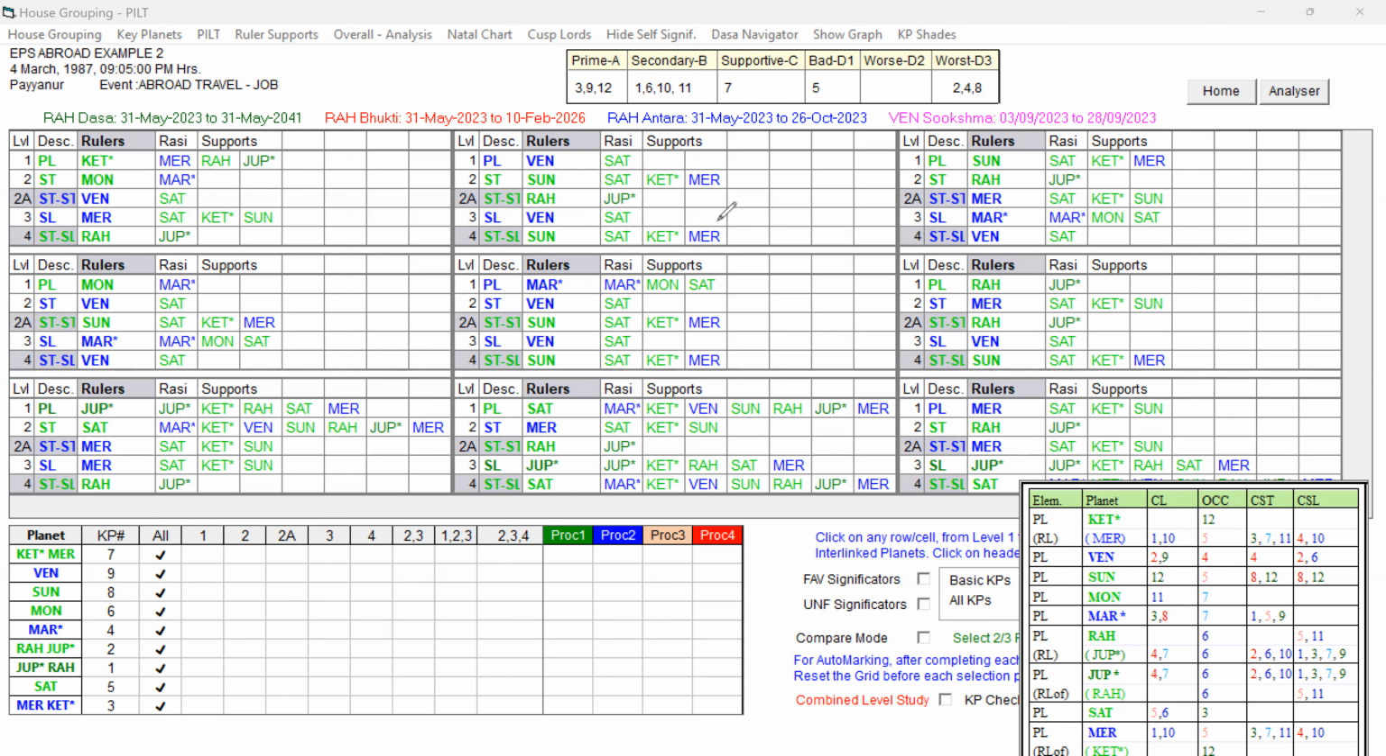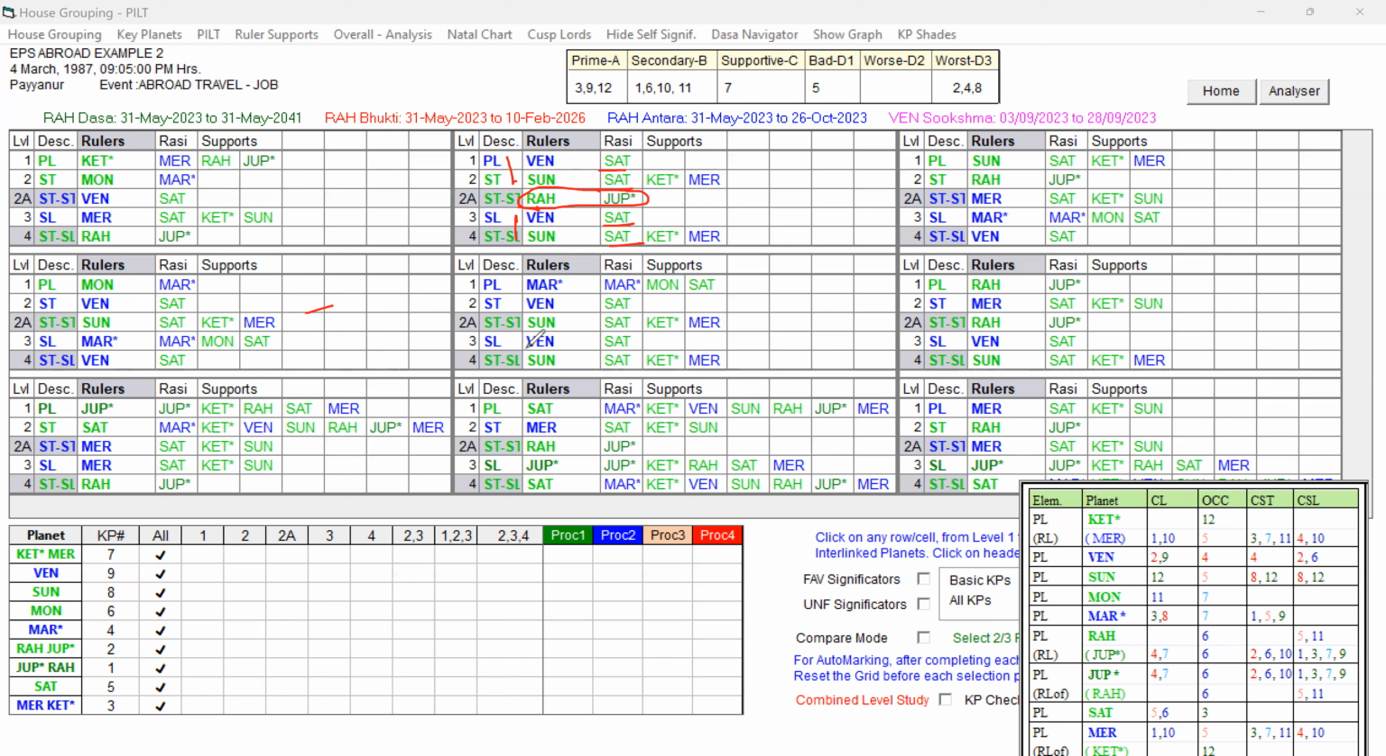That Antara definitely should be strong enough to send the native for the purpose of job prospects, and that Bhukti's Antara should have the strong role of Jupiter. Why is Jupiter not strongly playing a role here? Jupiter is playing a role only in the 2A level, and Venus and Sun are playing. So in the Bhukti Lord, the strong favorable key planet, of course, Sun is playing a role, and Rahu, Jupiter are playing, and all levels are having Saturn.